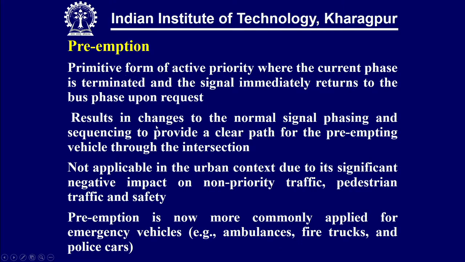Preemption is, I would say, from the early period when this concept started, probably with preemption. It is a primitive form of active priority where the current phase is simply terminated and the signal immediately turns to the bus phase upon request. I think still in Germany, in some cases, we have seen this kind of signal still operating where the bus frequency is not so high. Whenever the bus is reaching, it communicates to the controller and gets a green phase immediately.